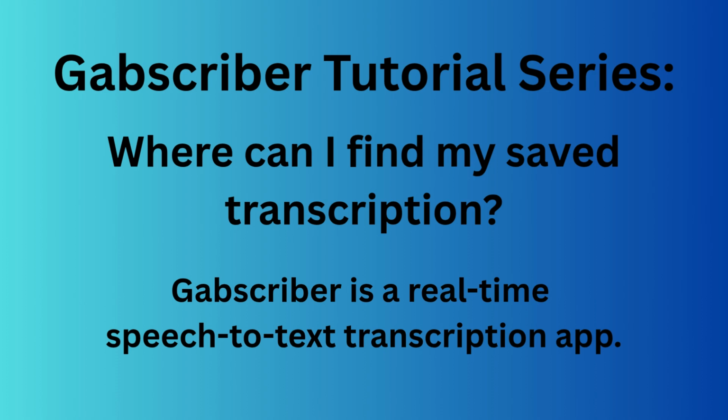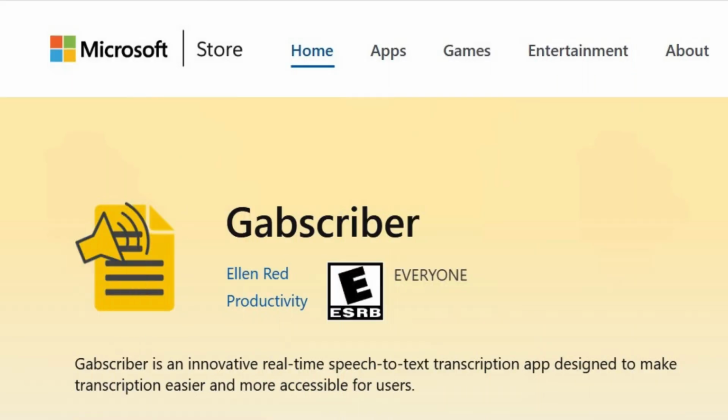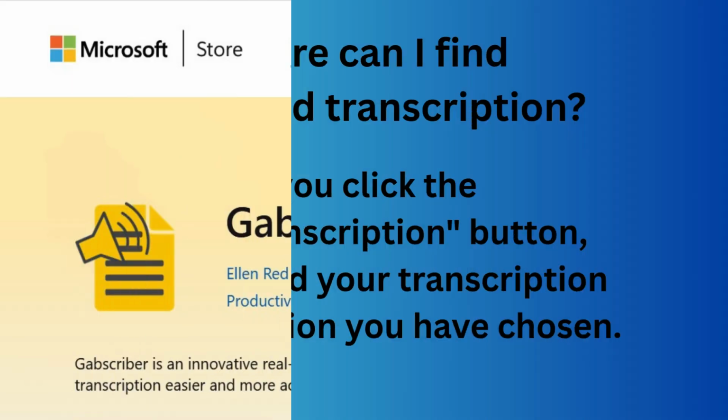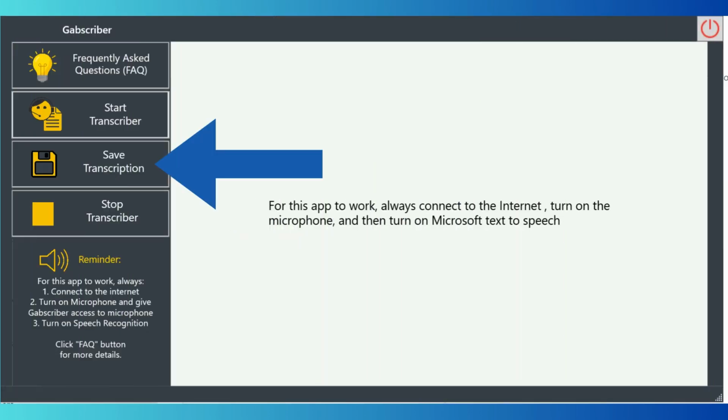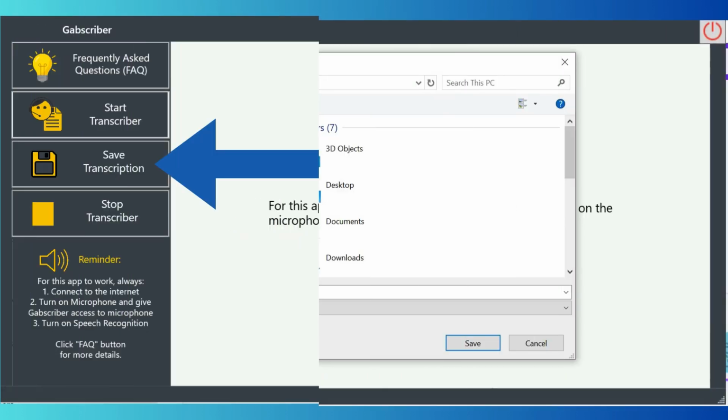In this video, I'll show you where to find your saved transcriptions. Gabscriber is a real-time, speech-to-text transcription app, now available on the Microsoft Store. So, where to find your saved transcription? If you click the Save Transcription button, you can find your transcription in the location you have chosen.